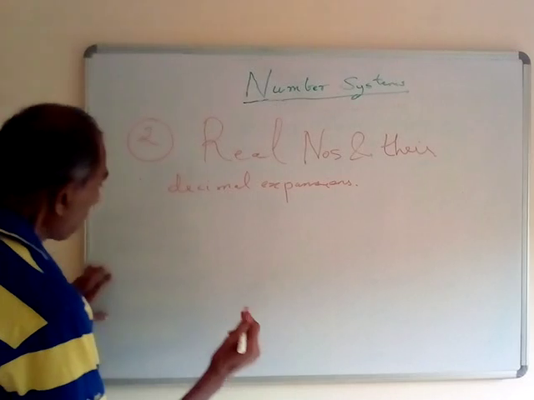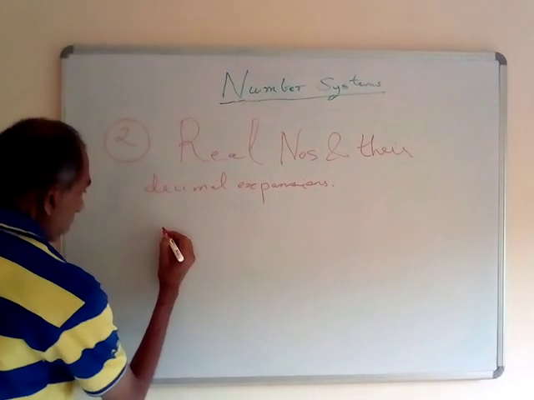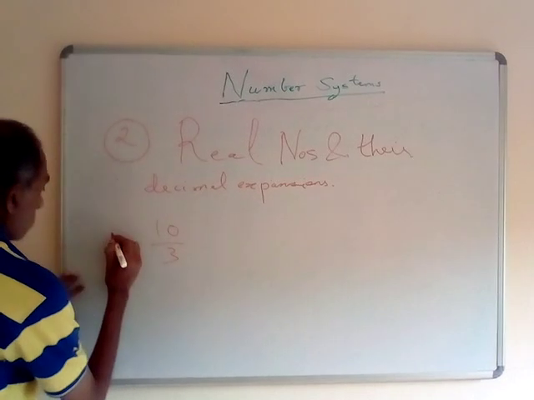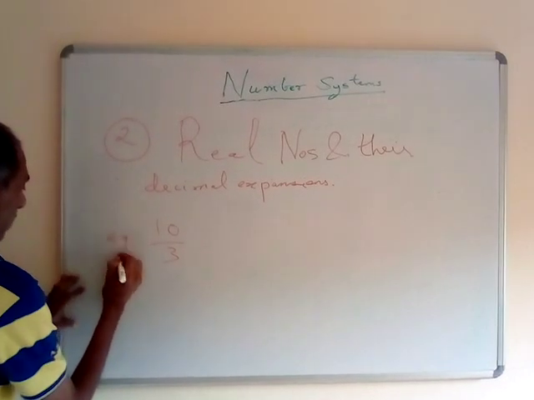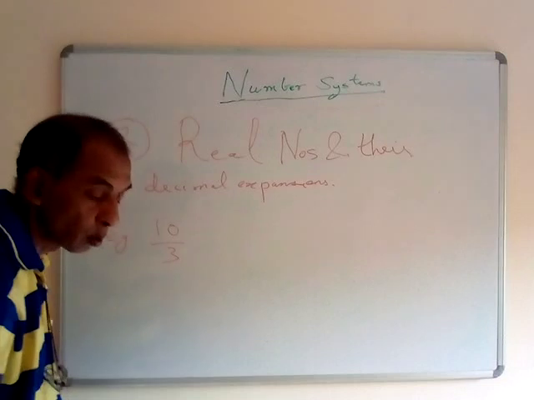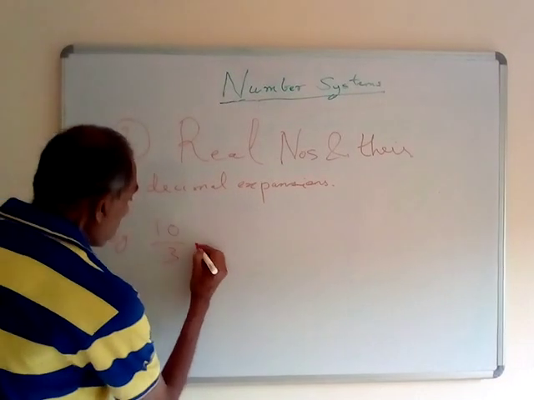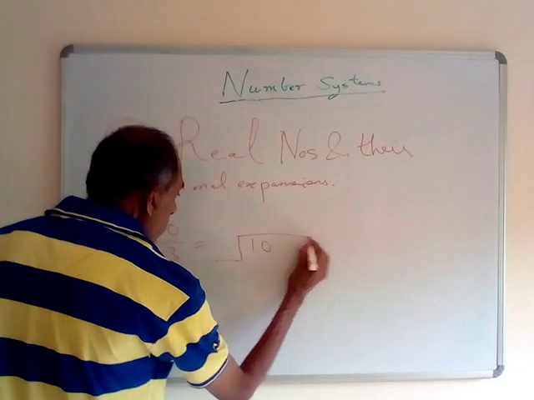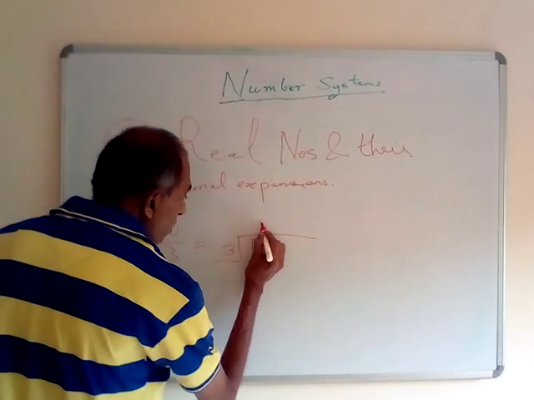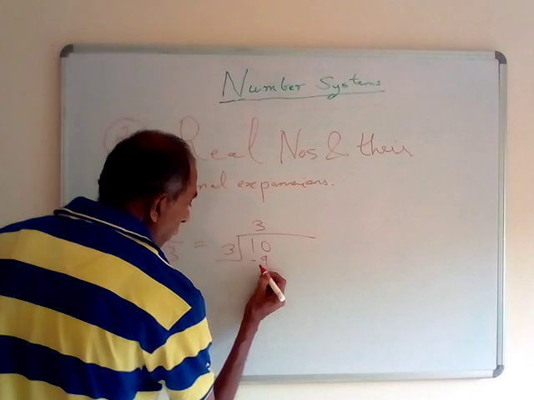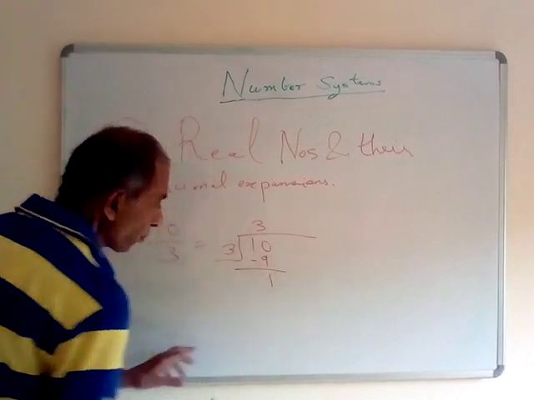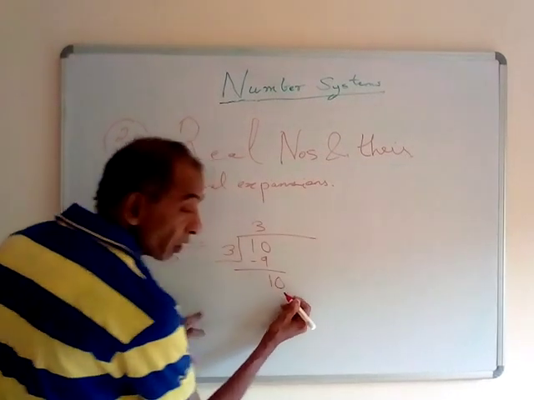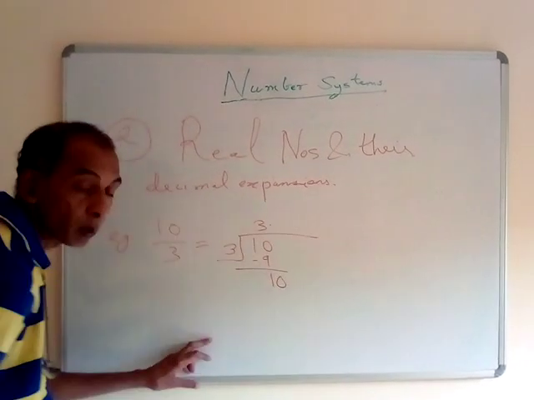So we'll take this example, 10 upon 3. We'll do the decimal expansion of this. Here 10 is being divided by 3. So 3 3s are 9, minus. Again the remainder is coming to 1. 1 is smaller than 3, so again we bring a 0. First time we are bringing a 0. Here we will put a decimal point.